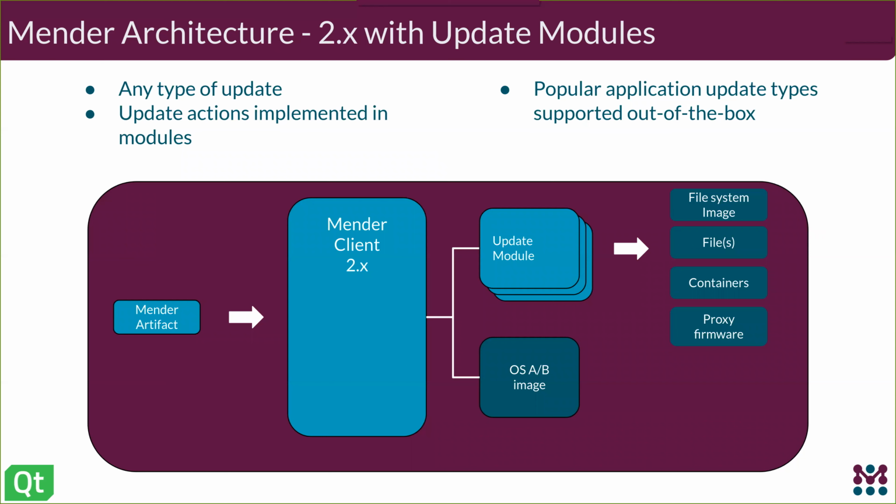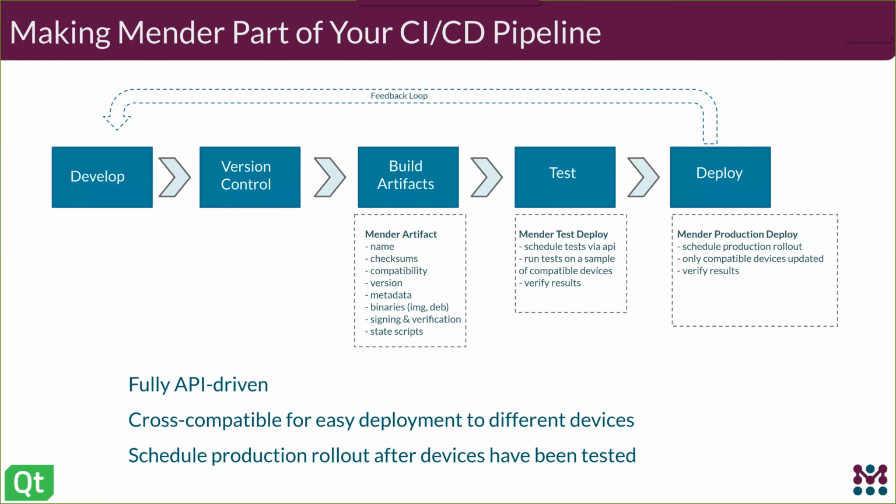And I think I wanted to show you a bit. I mentioned CI/CD pipelines, and this is not a new workflow that's being shown. It's a typical CI/CD pipeline where you develop in version control, build artifacts, test them somehow, and then you deploy them to production. And Mender can be integrated in all of these stages. When you build your artifacts, you can build what we call the Mender artifact, which is the wrapper around the payload that you want to deploy. And the Mender artifact has built-in functionality, such as checksums, compatibility, and signing and verification.